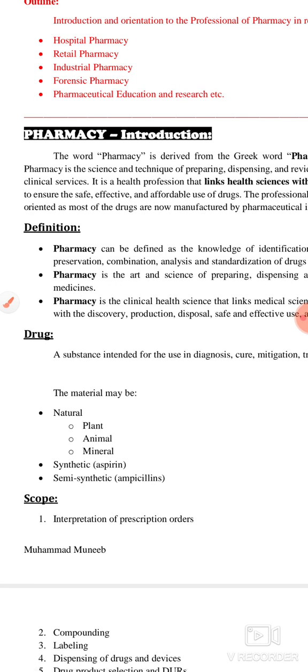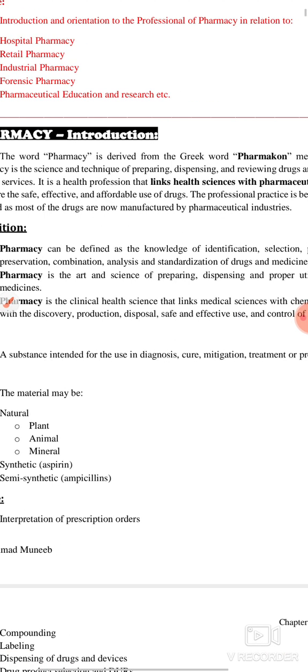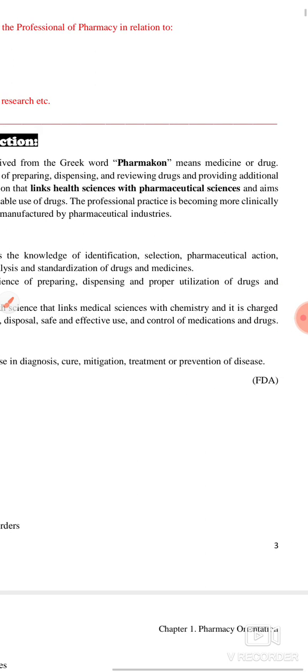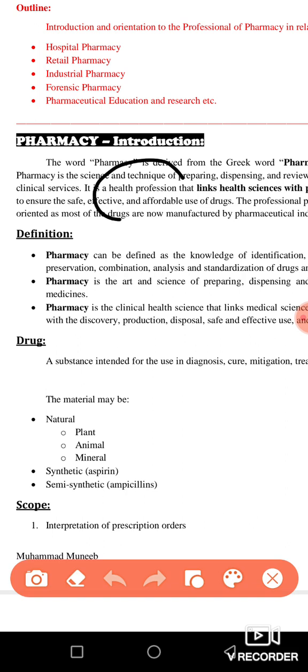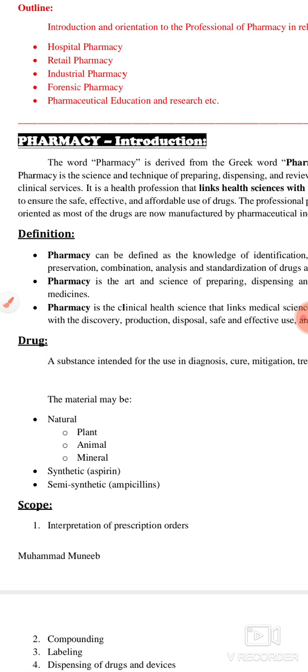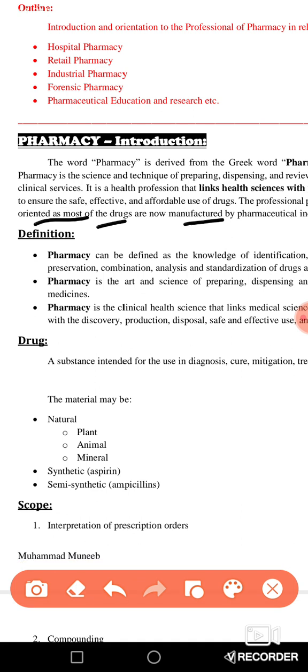Now there is a proper definition of pharmacy: it is the science and technique of preparing and dispensing. The word dispensing means to spread medicine over all the pharmacies, and also to provide additional clinical services. So it is a health profession which links health sciences with the pharmaceutical sciences. The aim of pharmacy is to ensure the safe, effective use of drugs by the patients.